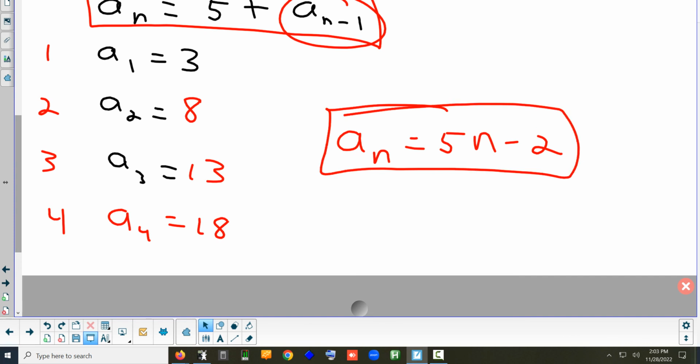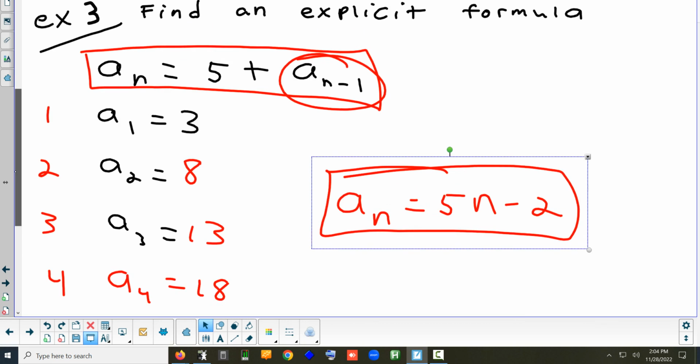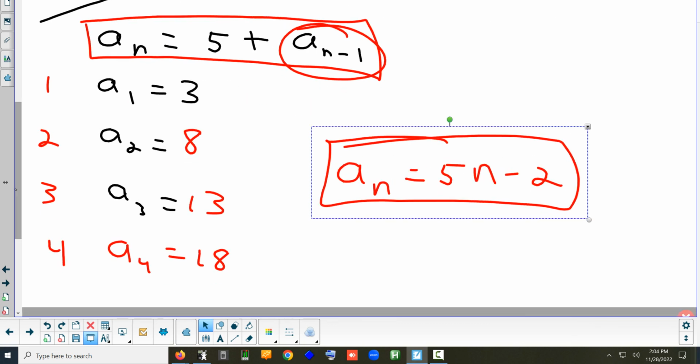N is the term position you want to know. So if you want to know what number is in the 10th spot, you plug in a 10. 5 times 10 minus 2 gives you 48. That's the number that would be in the 10th spot. So when you write something explicit, that's what it should look like. It's usually a number times n plus or minus a number. At least that's kind of the simplest formulas.